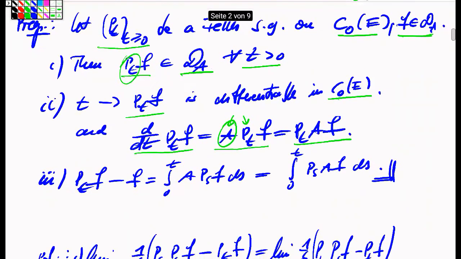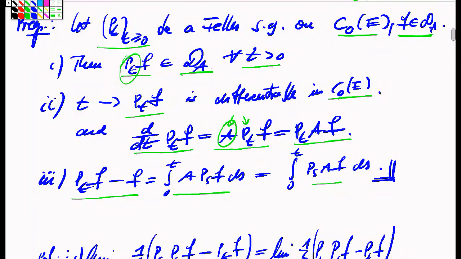And the third statement is that the fundamental theorem of calculus is also true, namely if you take the difference of PtF and F, you can write this, of course, if you use differentiability, as the integral of the derivative, and we have this explicit representation of the derivative which is coming from the previous assertion. And before we prove that, I would like just again to give you this analogy.